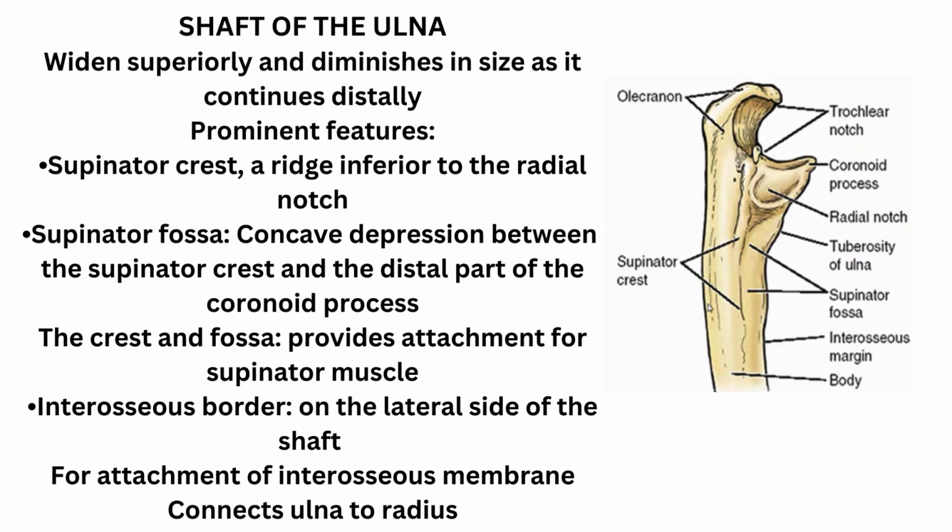There is also interosseous border on the lateral side of the shaft for the attachment of the interosseous membrane that connects it to radius and divides the forearm into anterior and posterior compartment.